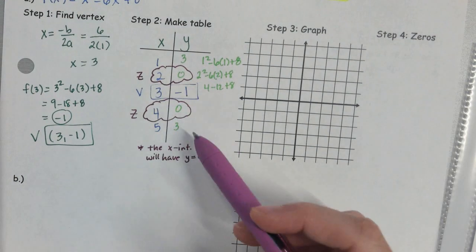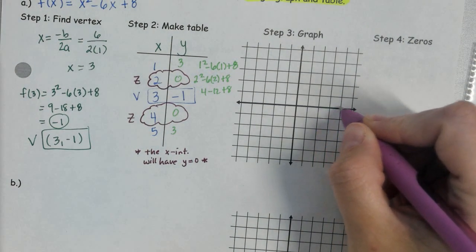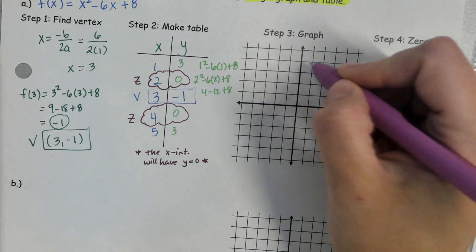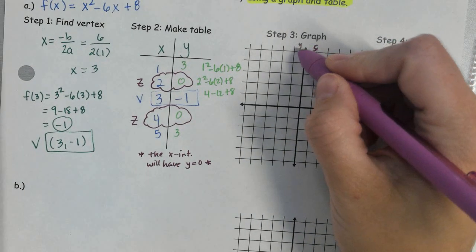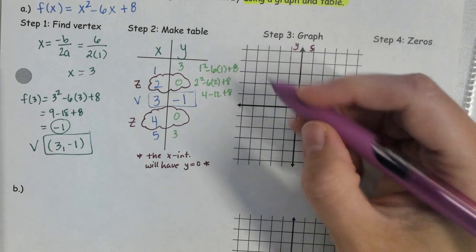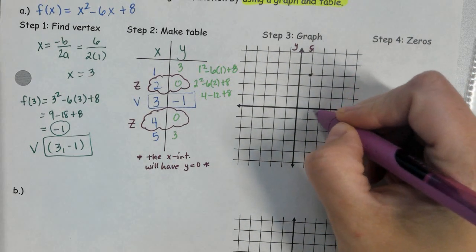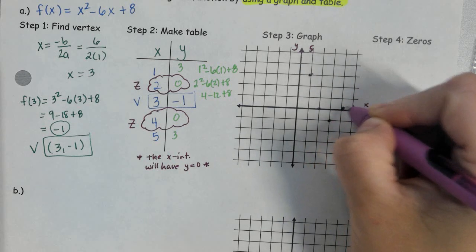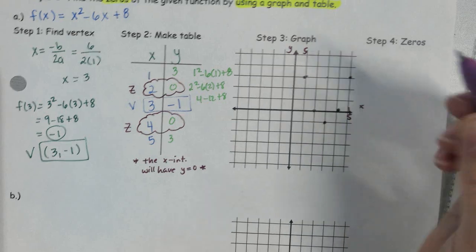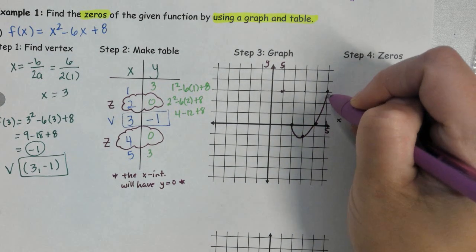So I have 1 through 5. I need to go down to negative 1 and 3. So if I go by ones, that should be sufficient. Okay, so I have 1, 1, 2, 3, 2, 0, 3, negative 1, and then it's just symmetric from here. Remember, when you connect it, connect with a curve.